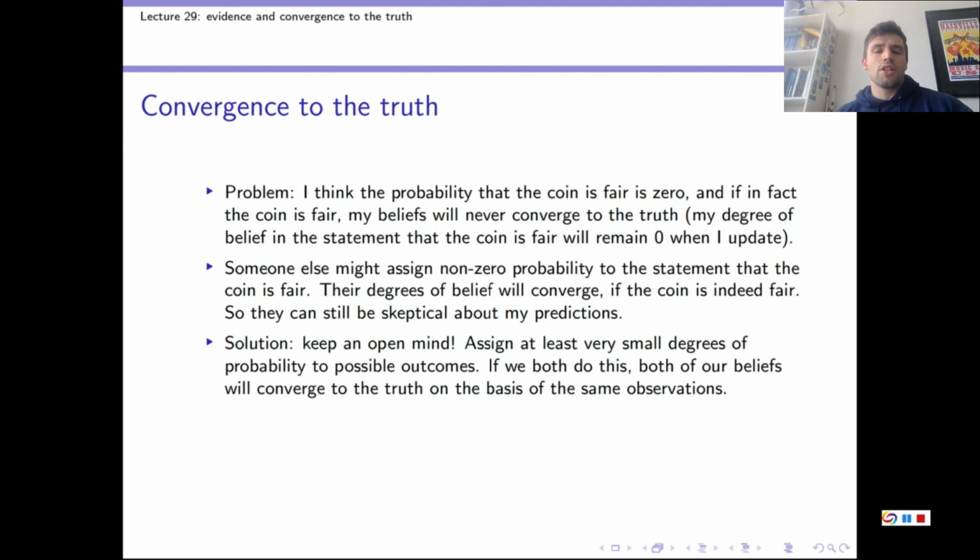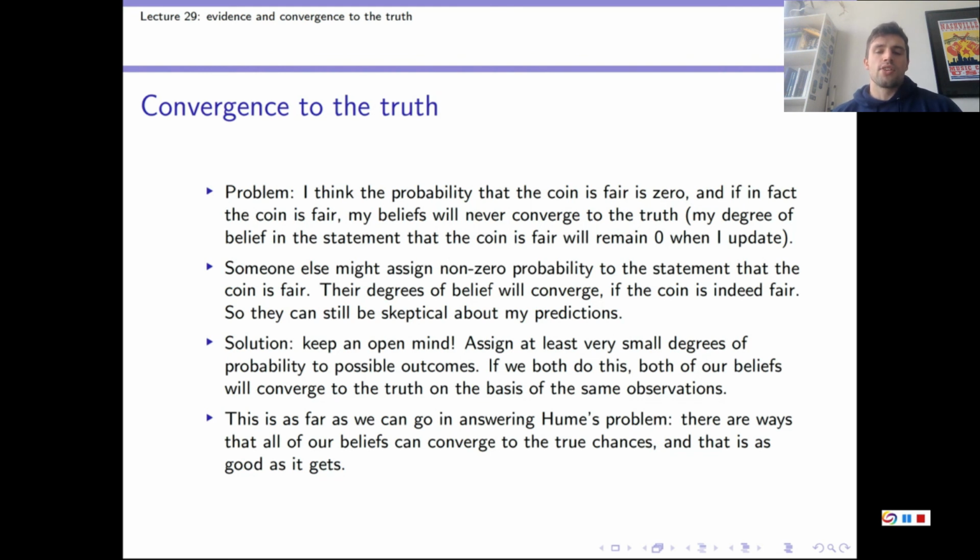The way to get around this problem is basically to be open-minded. You might assign, of course, a very strong probability to the statement that the coin is biased in favor of heads or tails, but you should also assign some non-zero probability to the statement that the coin is fair. You keep your mind open to that possibility. Then if everyone does that, on the basis of a very long sequence of coin flips, we all update our beliefs using the same evidence, and our beliefs will all converge to the truth, to the true chances. So in that case, there's no room for skepticism on anyone's behalf anymore. Our beliefs will converge to the same thing. And that is about as far as we can go in answering Hume's problem.